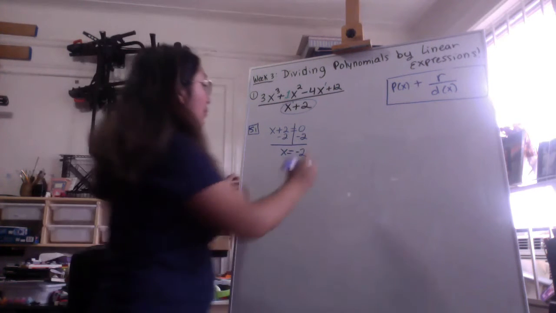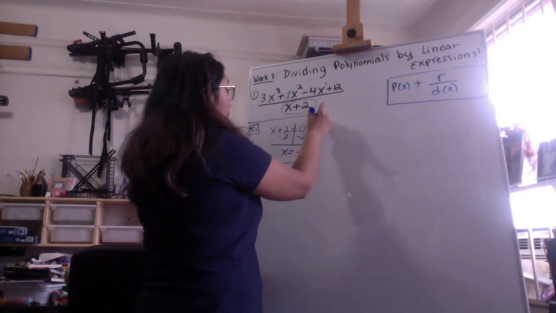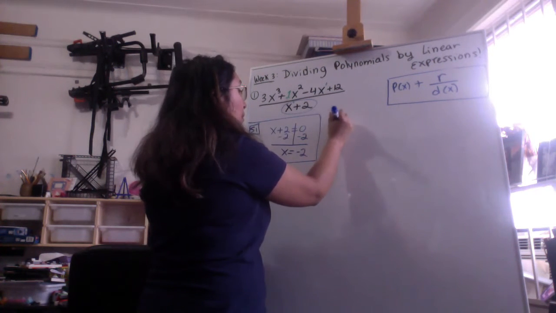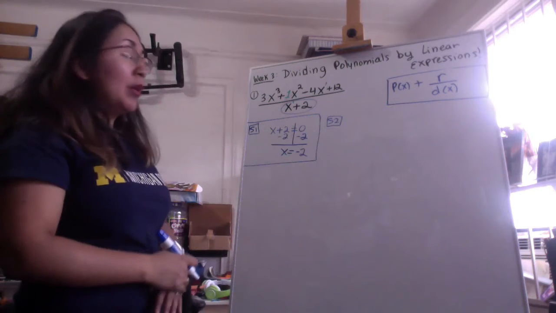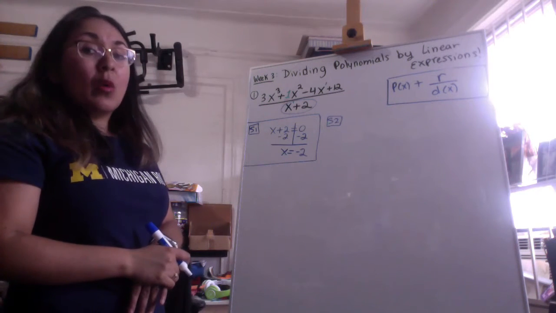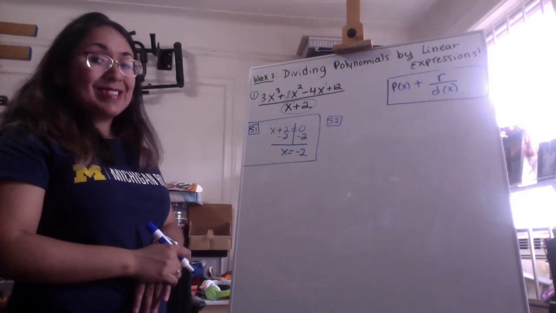Step 2. S2 is for step 2. I'm going to bring down all of the coefficients and then the constant in standard form.